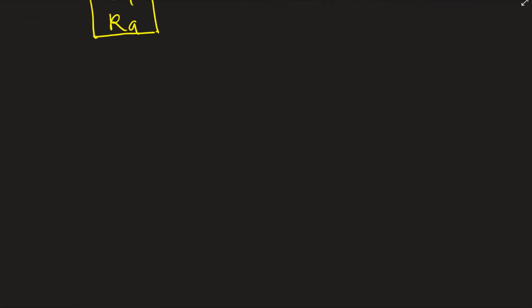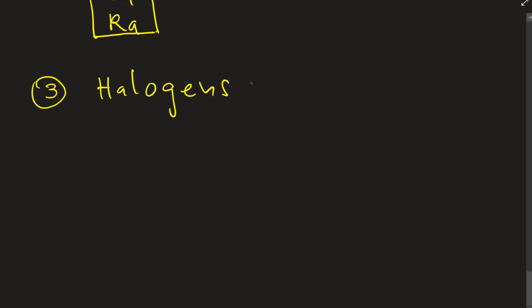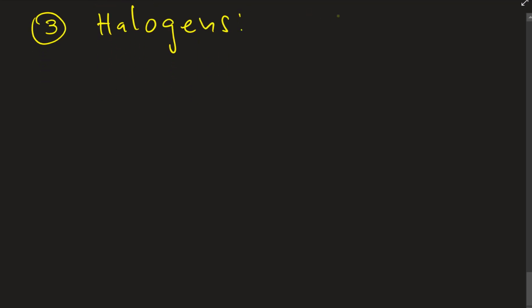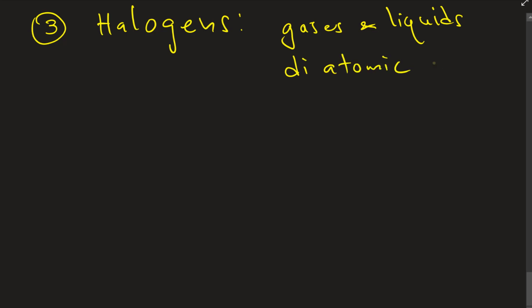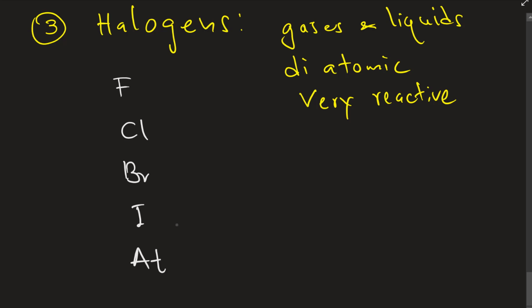Now, the next family is called the halogens. You already know halogen lamps, right? These are gases and liquids, and these are also diatomic members in the periodic table. These are also very reactive. So fluorine, chlorine, bromine, iodine, and astatine is actually different.